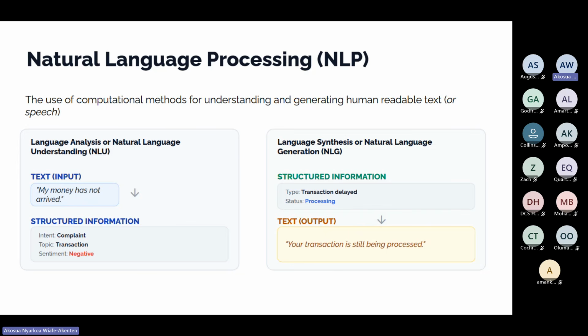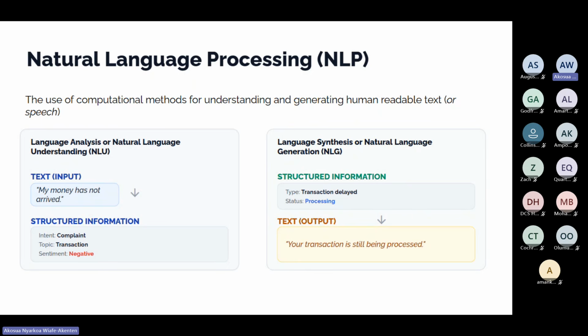Okay. And there are two parts of natural language processing. The first part is language analysis or natural language understanding. And then the second part is language synthesis or natural language generation. Okay, so when it comes to natural language understanding, we are concerned with taking language as input and then extracting some useful information or meaning from that input.